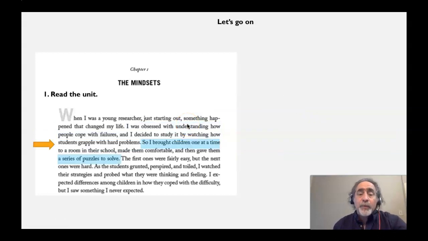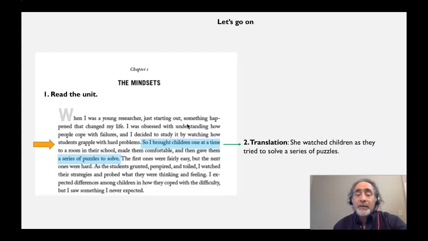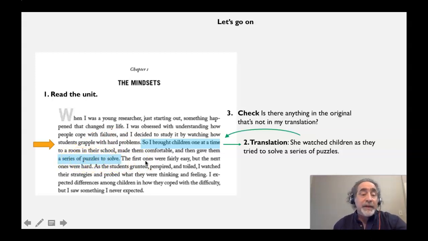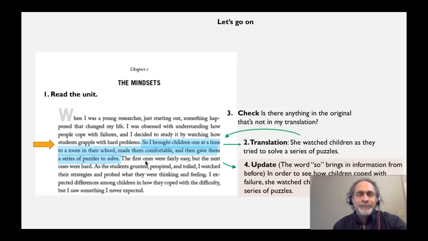Read the next unit. So I brought children one at a time into a room in their school, made them comfortable, and gave them a series of puzzles to solve. Translation: She watched children as they tried to solve a series of puzzles. She watched children as they tried to perform a series of tasks, which would be even better than solve a series of puzzles, because a series of puzzles is right there. Anything in the original that's not in the translation?